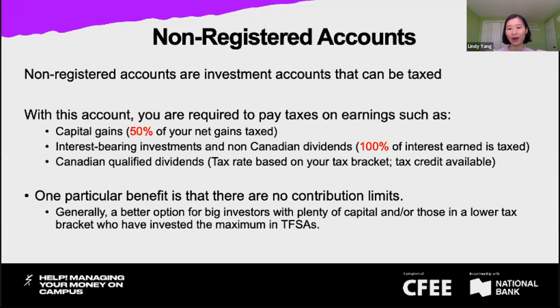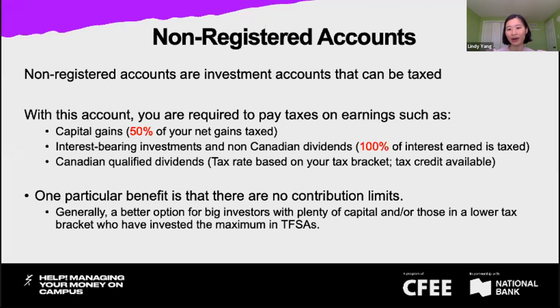100% of the interest you earn in a non-registered account is taxed. Once again, the tax rate will vary based on your personal tax bracket. If you're in the highest tax bracket in Ontario, you'd pay about 54% tax on interest income.